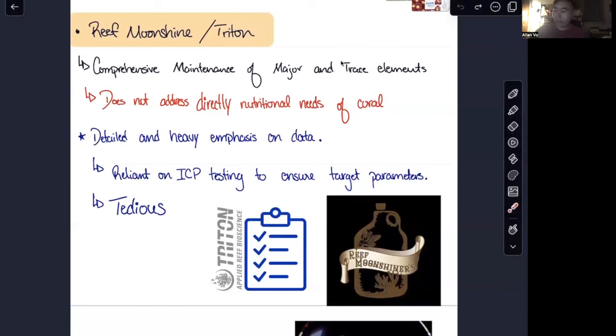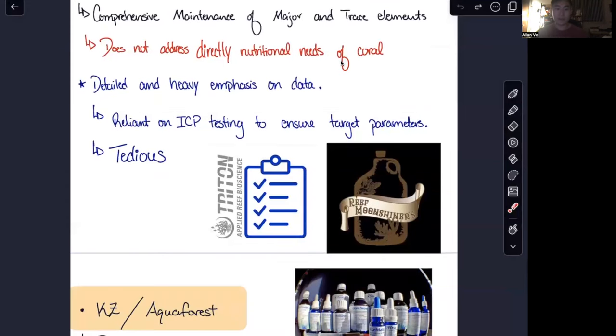It does it indirectly by providing the proper biology, by keeping all the trace elements in check. And ideally, given that your system is populated with the correct bacteria and has the proper microbiome, the proper biology will take place. And therefore, you'll see great results by keeping all your elements within a good range. So it's quite detailed. There's a lot of emphasis on data. It's reliant on quarterly or monthly ICP testing to ensure that you have your target parameters, because a lot of these parameters, you can't test for the trace elements specifically. You can just kind of approximate by how much you're dosing. You won't really know unless you calculate your rate of consumption.